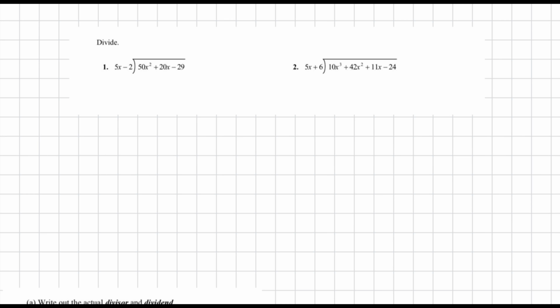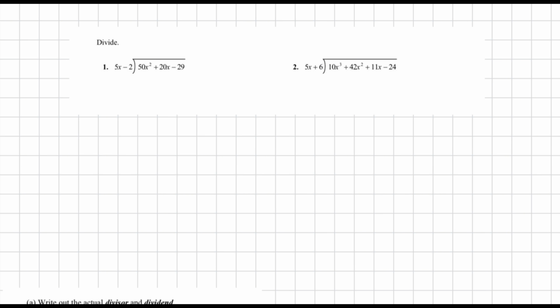I'm going to be going over polynomial and rational functions, and this is going to be coming from the practice assignment number 2. So we're going to go ahead and start with number 1. Basically number 1 is just a long division question. It's asking you to take the dividend and divide it by our divisor here.